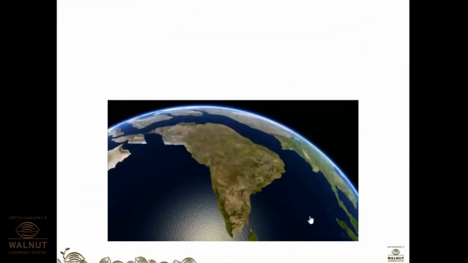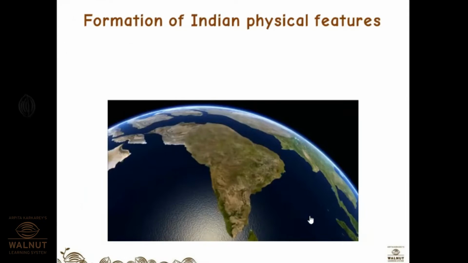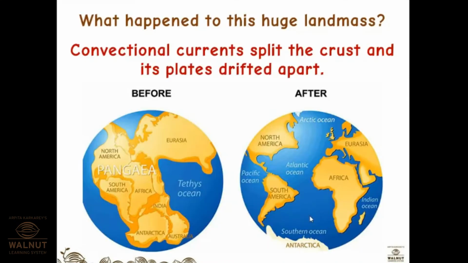Okay, so formation of Indian physical features. Any idea how this must have helped in the formation of physical features? We have studied one chapter in grade 7. So, ma'am, what you're asking is how the continental drift helped in forming different landforms, is it? Yes, one is that, and another, are there any other processes also?